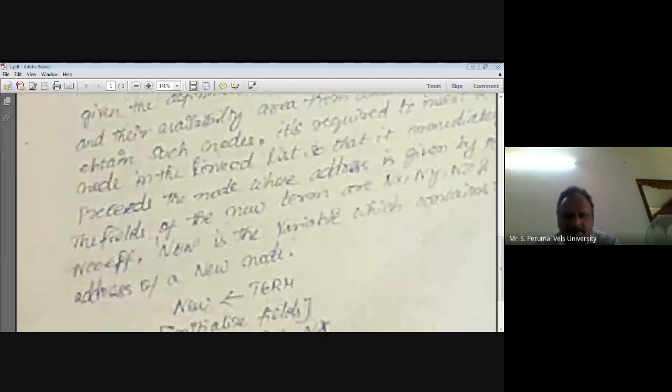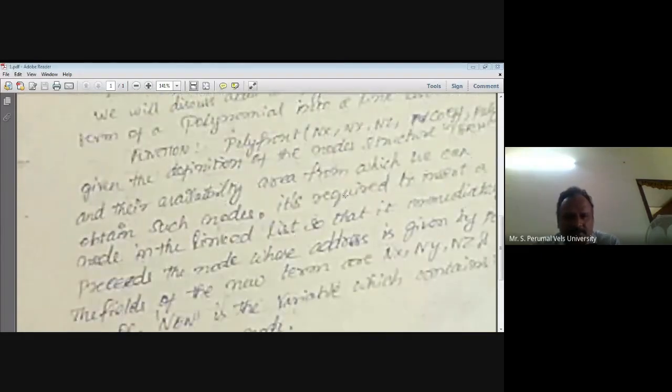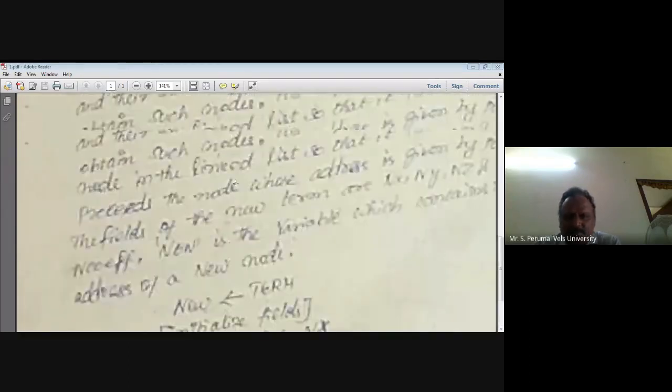Polylast inserts the values at the last of each location. Polyfront inserts before each term. That means it comes in the reverse order. If it is polyfront, it goes in the front order. If it is polylast, it gets in the reverse order.